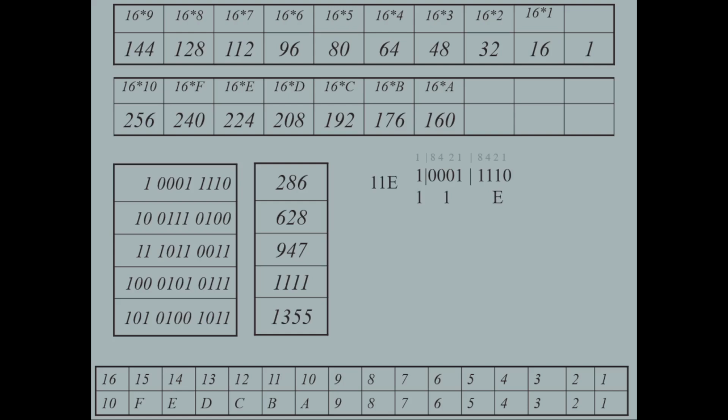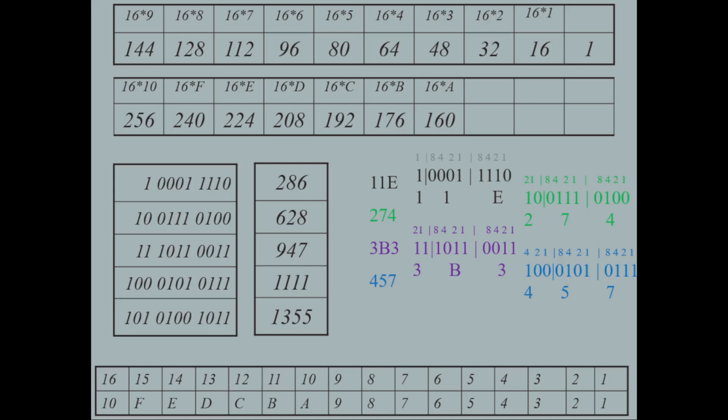So 286 is 11E. 628 is 274. 947 is 3B3. You can see how we're converting there. 1,111 is 457. And 1355 in decimal converts to 54B in hex.